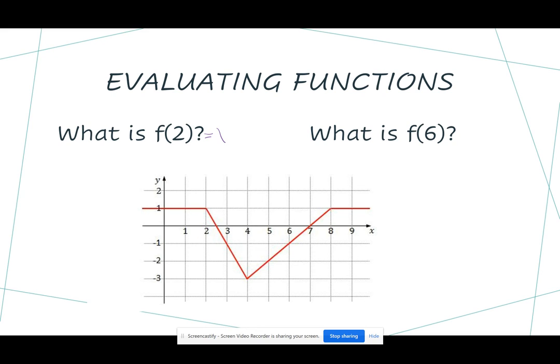If we're asked what's f of 6, we go to 6, follow it to where the graph is, and look at what that y value is. In this case, it's negative 1. So right here, f of 4 would give us negative 3. F of 8 would give us positive 1. So it's just looking at the graph and seeing what y value it matches up to at that point.